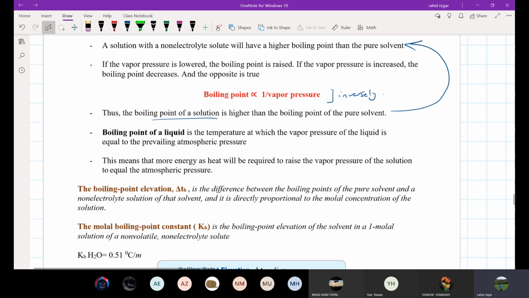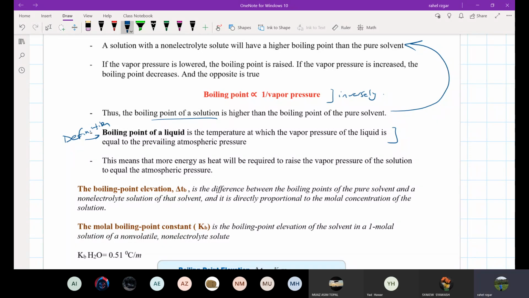What is the boiling point of a liquid? What is boiling point? This is the definition. Definition is the temperature at which the vapor pressure of the liquid is equal to prevailing atmospheric pressure. What does this mean? It means that at what point, when we call a boiling point, what is boiling point? It's the point where liquid turns to gas. It's the temperature where liquid turns to gas. But how? Why at that point will it turn to gas?